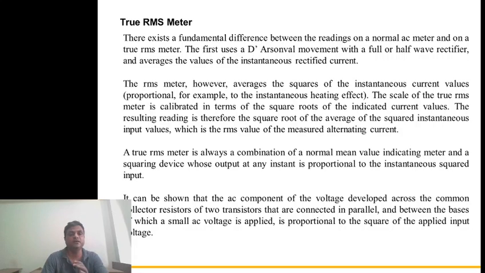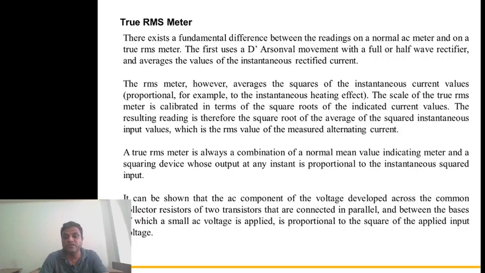So what is the true RMS reading? It is the square root of the average of the squared instantaneous input values, which is the RMS value of the measured AC current. A true RMS meter is always a combination of a normal mean value indicating meter and a squaring device whose output at any instant is proportional to the instantaneous squared input.